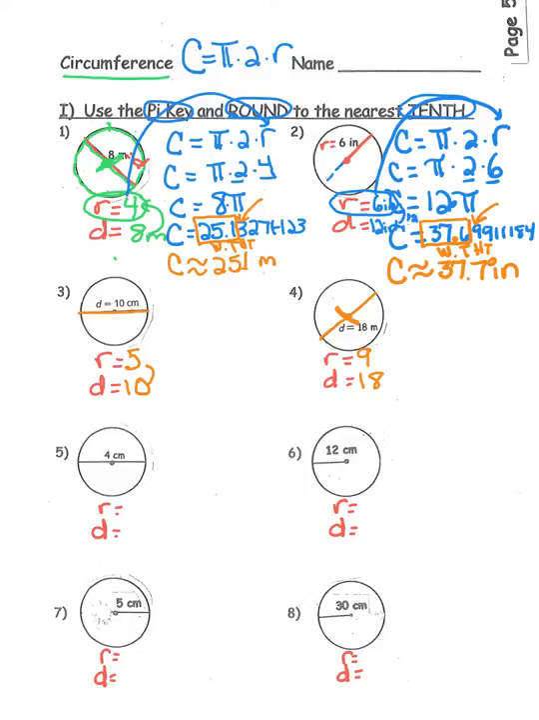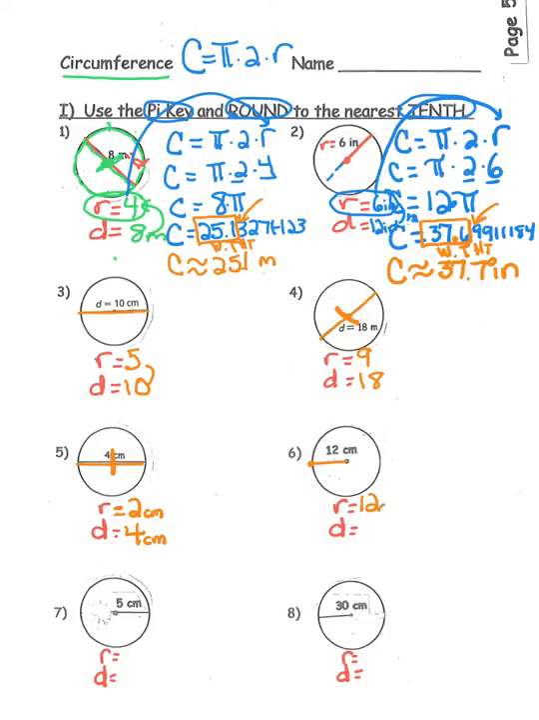Move on to number 5. Once again, you're given a diameter stretching from 9 o'clock to 3 o'clock. That diameter length is 4 centimeters. If we cut it in half, that means our radius is 2 centimeters. But look at number 6, number 7, and number 8. In all these cases, you've been given a radius length.